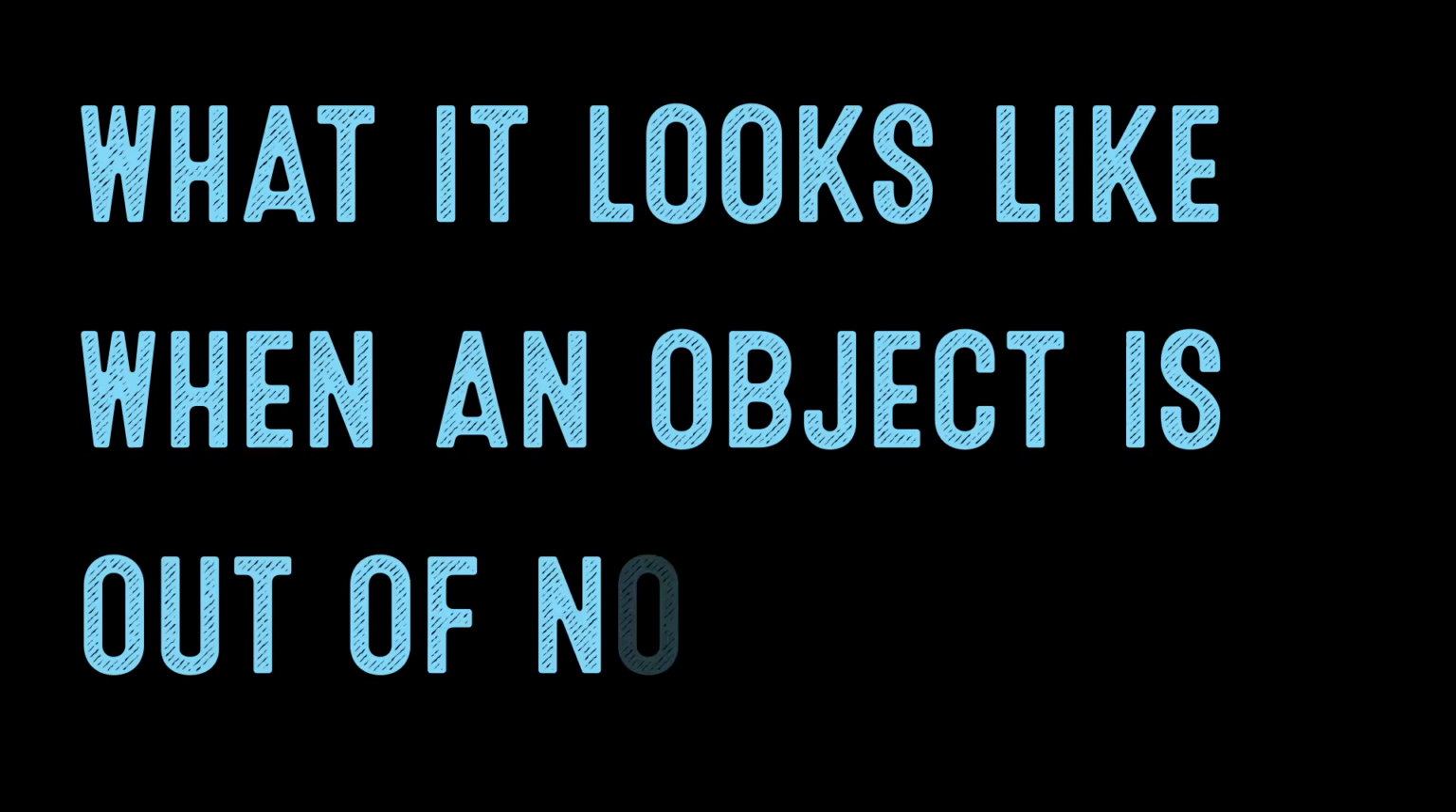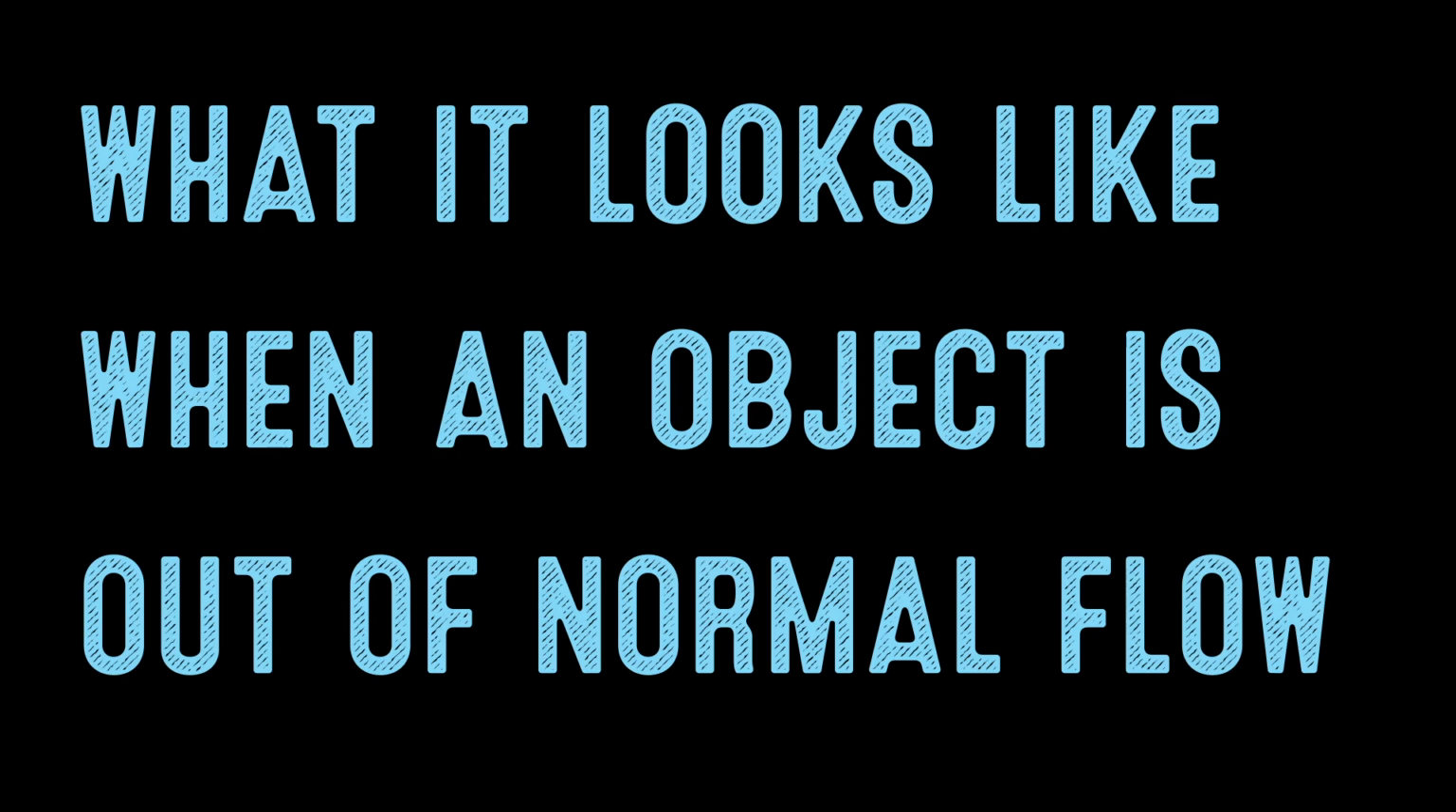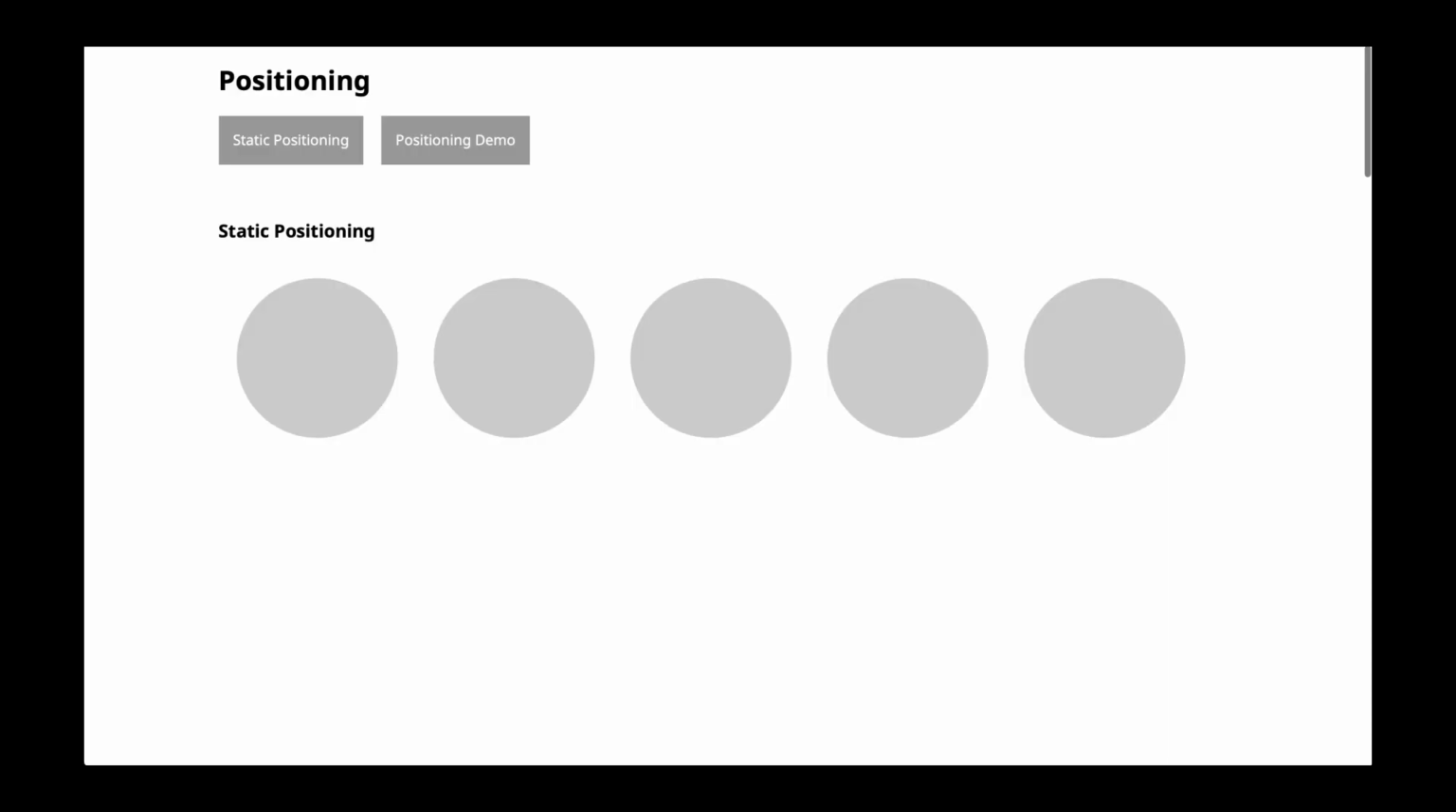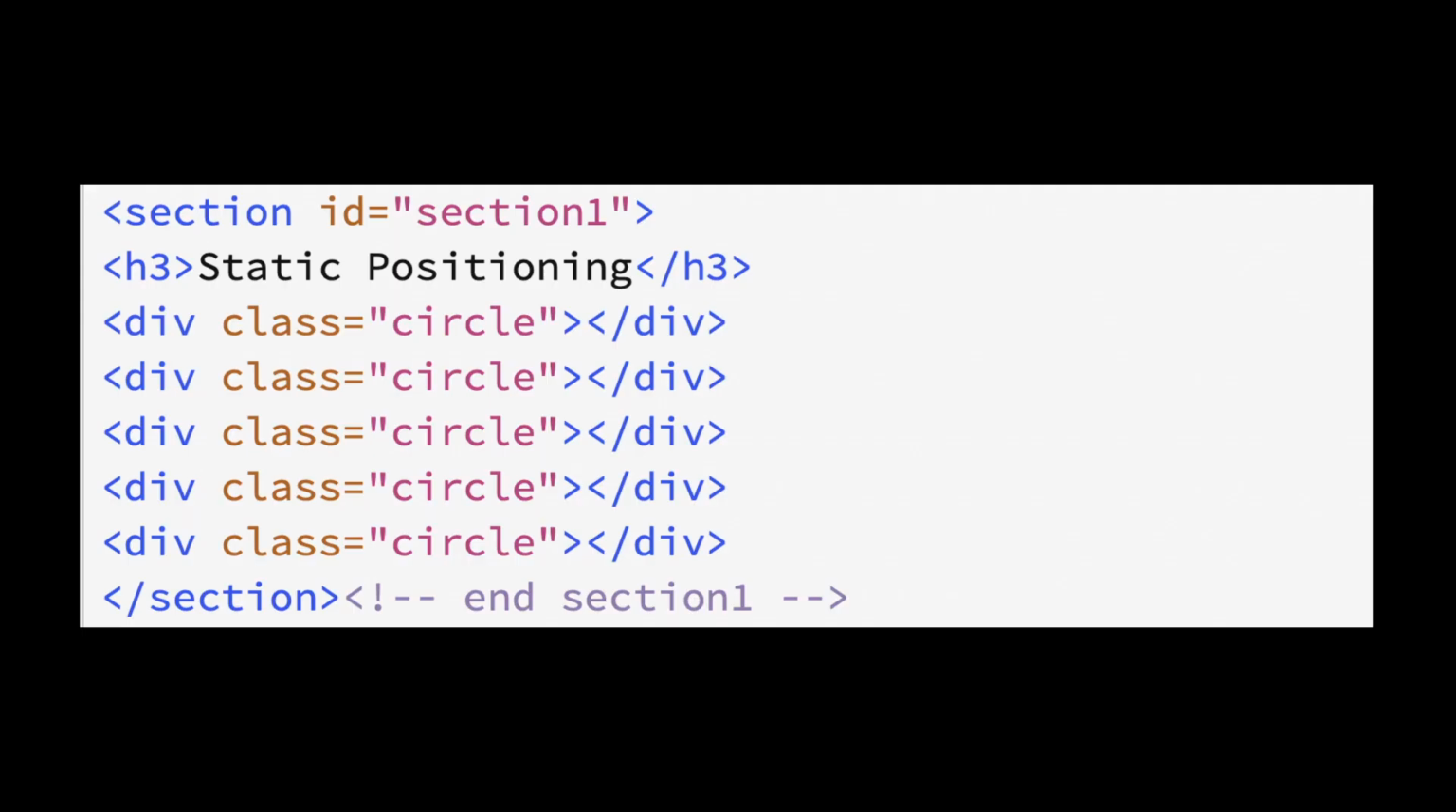We will look at a series of images and a short screen recording to understand what is normal flow and what it looks like when an object is out of normal flow, and in the next few videos, clarify the different position values. In the first image, we see 5 circular elements in static positioning. Here's the code for section 1, the HTML, and the CSS.